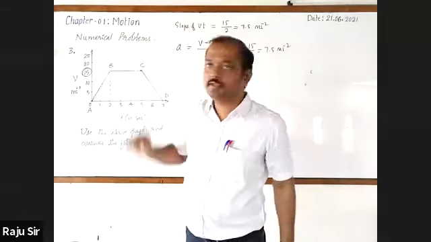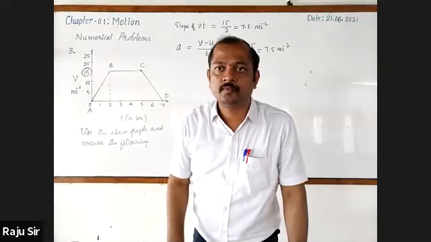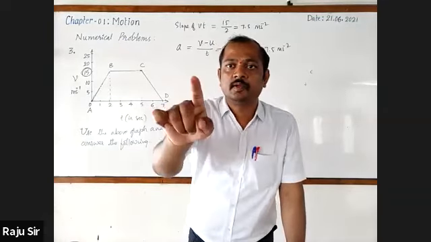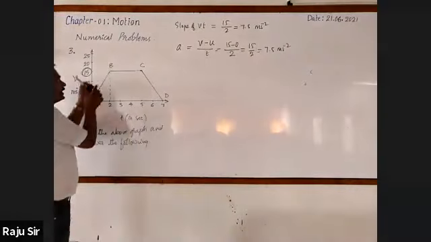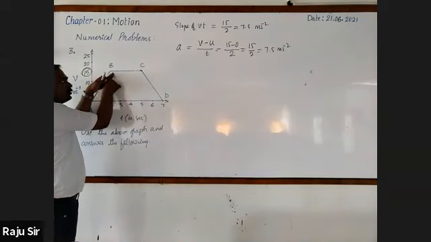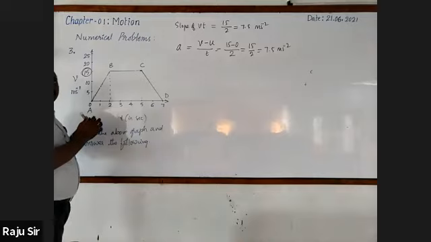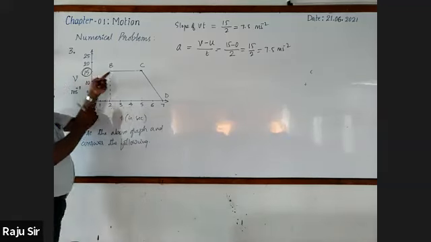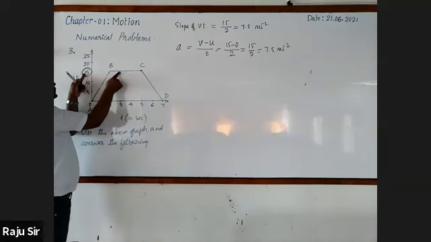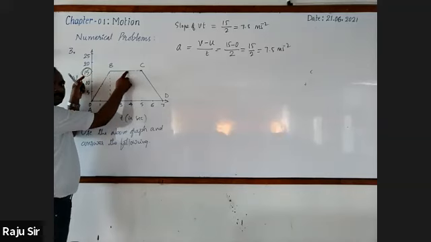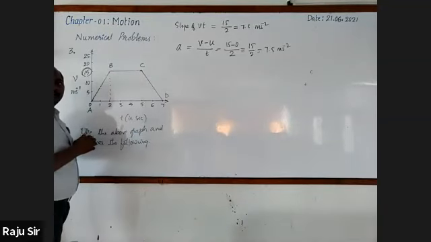What does BC indicate here? Constant speed, sir. Now, could you tell me what is the speed with which the body is moving from B to C? 15 meter per second. It is moving with a constant speed, that is 15 meter per second. Got it? Its speed after 3 seconds is 15 meter per second, after 4 seconds 15 meter per second, and after 5 seconds 15 meter per second.